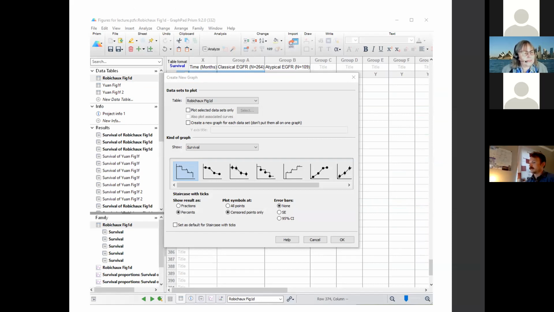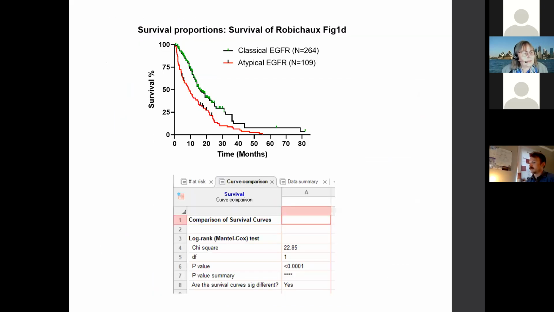I don't think it's really necessary to plot all points, which includes events. I think that can get confusing. And I'm not doing any error bars in this example. And here's the result. I did modify it. I modified the Y and the X axis. And I highlighted the censored values in green for the classical and black on the red curve for atypical.